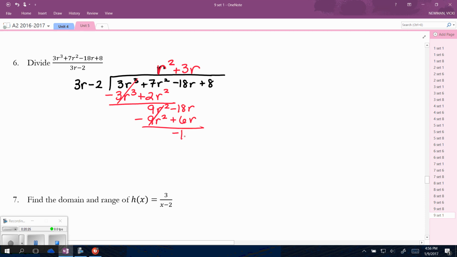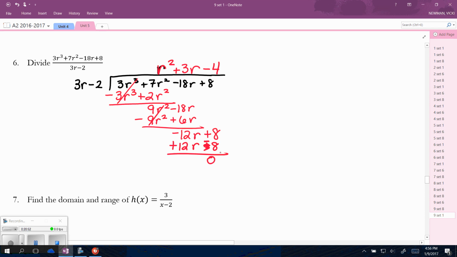Let's see, negative 12r, bring down the 8. 3r divided into negative 12r is negative 4. Negative 4 times negative 3r is negative 12r. Negative 4 times negative 2 is positive 8. Subtract, so plus, minus. I get a remainder of 0.